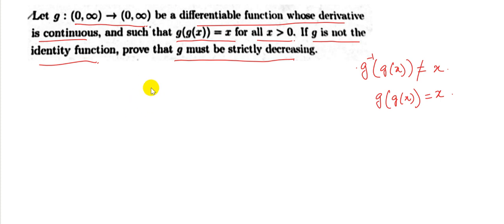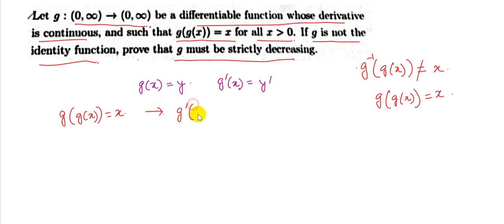Now let us assume g of x to be equal to y. Then g dashed x becomes equal to y dashed. So now if I differentiate the function g of g of x equal to x with respect to x, then I get g dashed of g of x into g dashed of x equals 1. And I know g of x is equal to y, so I can write this as g dashed y times g dashed x equals 1.